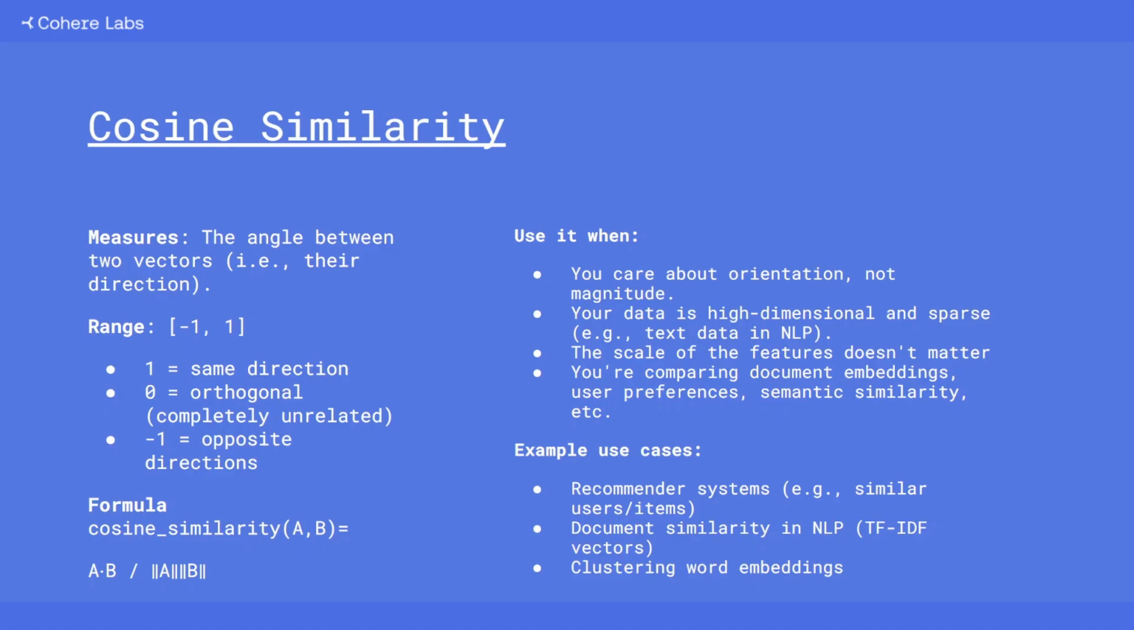And here are some example use cases. You can do recommender systems, for example, similar users or items, document similarity in NLP with TF-IDF vectors, and lastly, clustering word embeddings. So definitely add cosine similarity to your toolkit for measuring similarities between vectors.